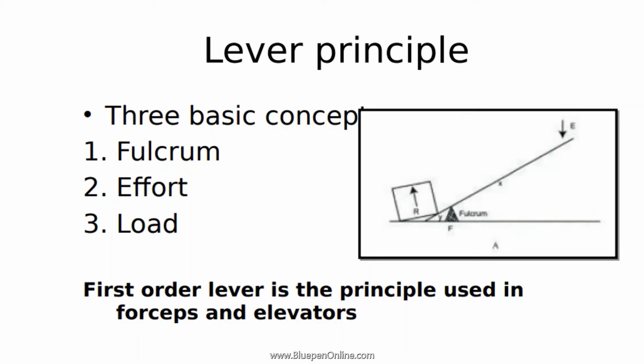Okay. So here we have 3 principles. We have lever principle, we have wedge principle, and we have what? Wheel and axle principle. The first one, the lever principle, is actually based on 3 basic concepts. First one is the fulcrum, second one is the effort, and third one is the load. Fulcrum, effort and load. Here we have 3 types: first order lever, second order and third order. The first order lever is the principle that we use in forceps and elevators. Now let's see.